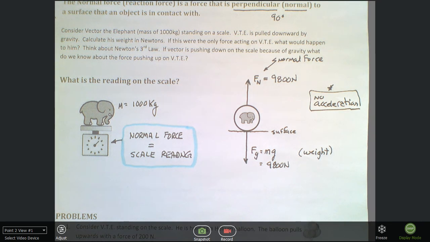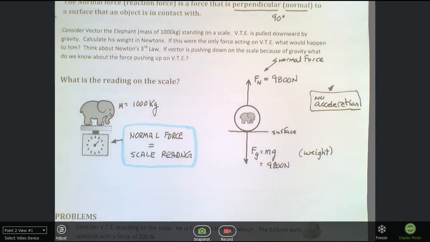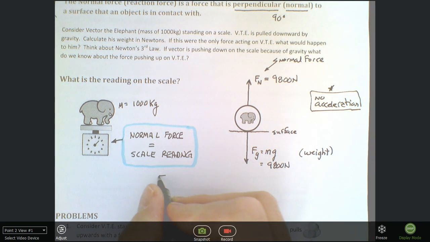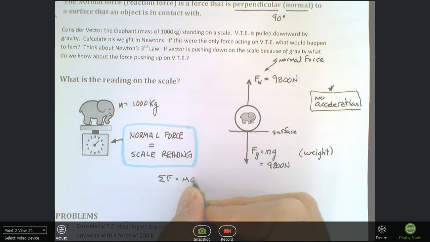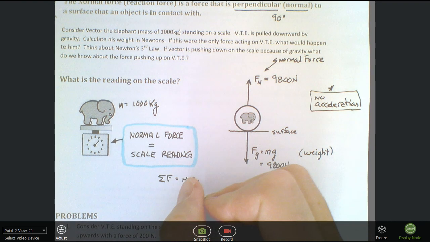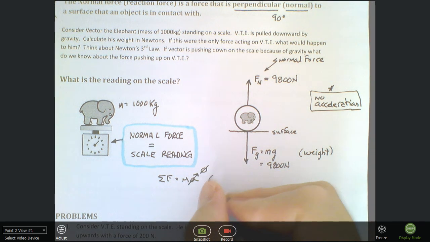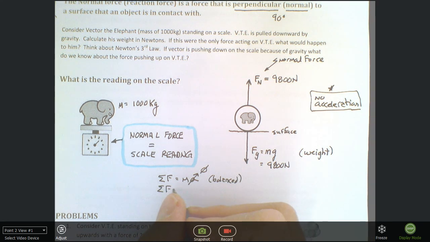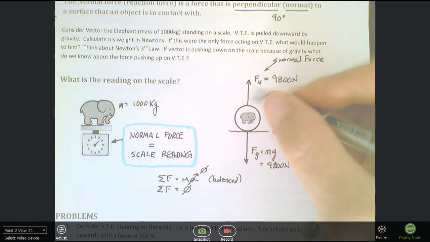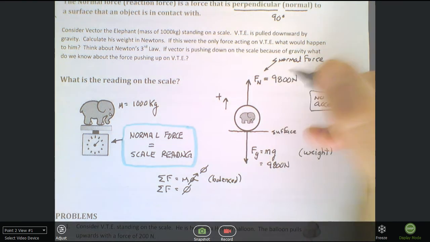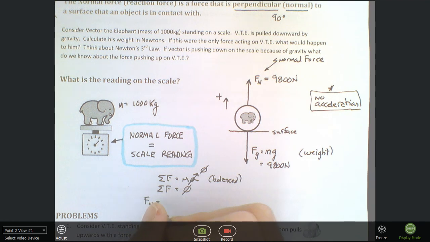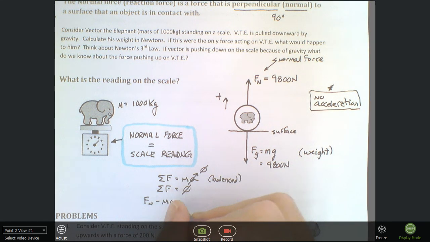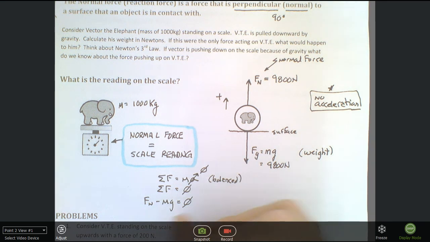Okay, how do we get this further? How do we look at this a little bit better? If we do this and we write sigma F equals ma, and we say, listen, the object is not accelerating, so it's balanced, and we've done this a million times, then the net force equals 0. Well, if we choose, let's say, up to be positive, then we know it's Fn minus mg, which equals 0, and you end up with Fn equals mg, equal to the weight.